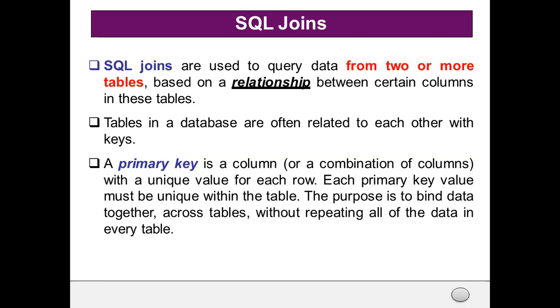Tables in a database are often related to each other with keys, as I already mentioned, primary key and foreign key. A primary key is a column with a unique value for each row. Each primary key value will be unique within the table. The purpose is to bind data together across tables without repeating all of the data in every table.